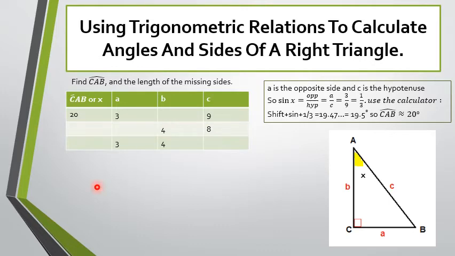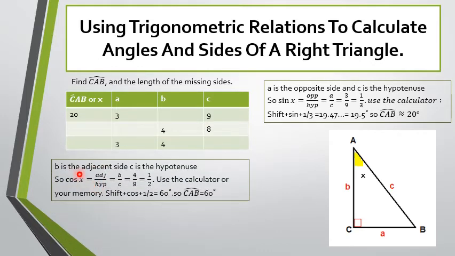In the second example, we can see that b and c are given as 4 and 8. b is the adjacent side to angle X, and c is the hypotenuse. So the most proper rule is the cosine x. It is equal to adjacent over hypotenuse, and the answer will be half. You can use the calculator or your memory to remember that cosine x equals half represents the angle 60 degrees. So CAB is equal to 60 degrees.